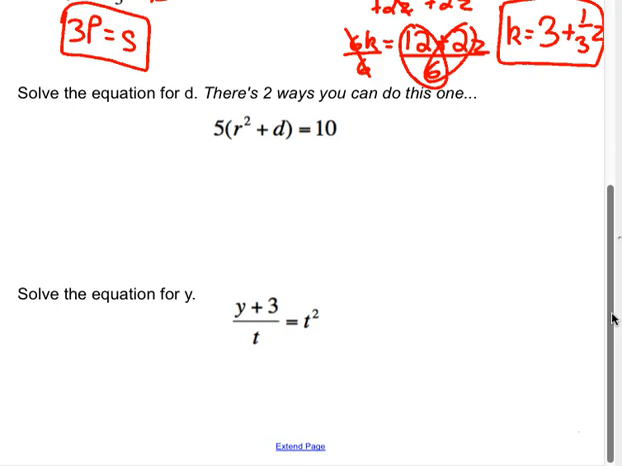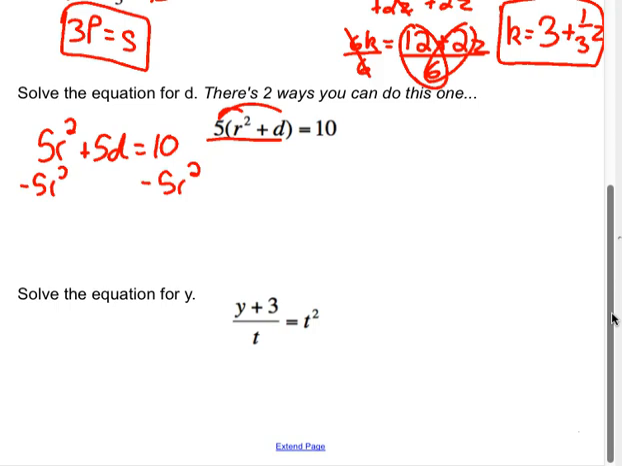Now, first way, I think a lot of you see this side of the equation and immediately think, distribute. So 5r squared plus 5d equals 10. I'm trying to isolate the d, to get the d by itself. So I'm going to subtract off the 5r squared. Remember, you always want to move the other things away. So 5d equals 10 minus 5r squared.